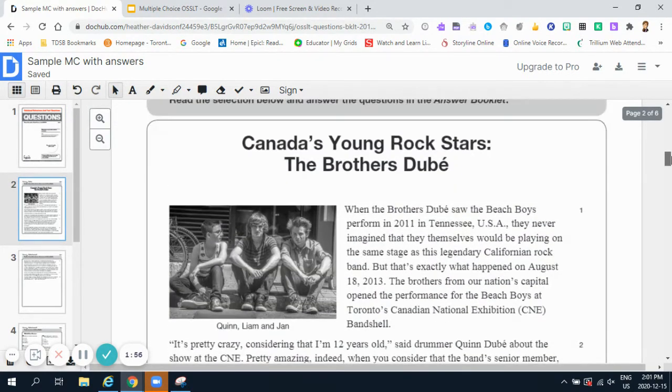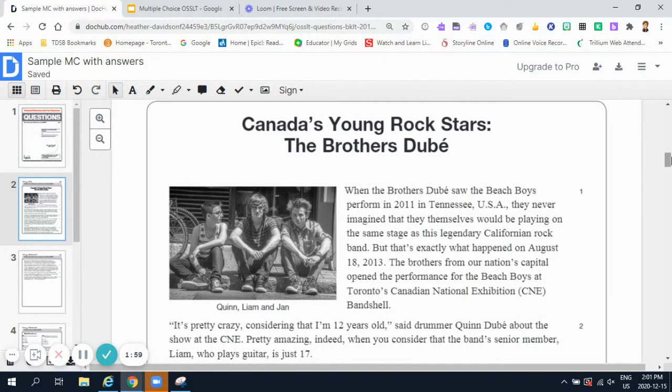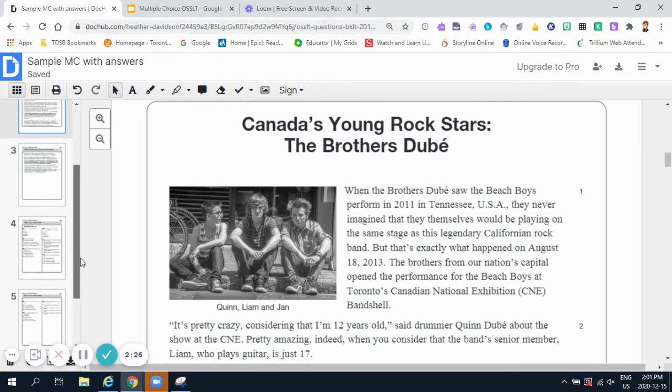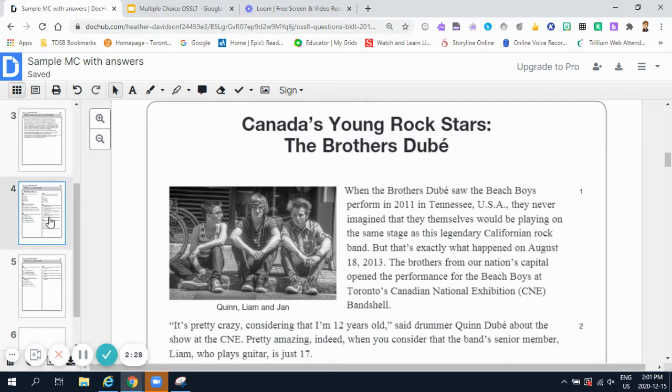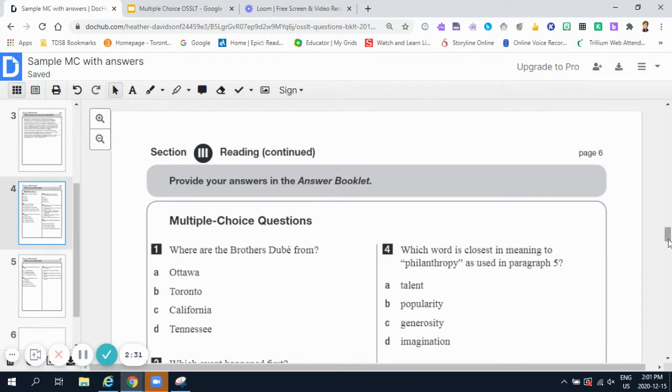So this is a common type of reading on the test. This is what is called a nonfiction story. So basically it's a true story, but it has the elements of character and development. A lot of times it focuses on jobs that people have. So this is going to be an article about some young musicians called the Brothers Dubé. But let's use one of our strategies and let's just skim through the multiple choice questions.